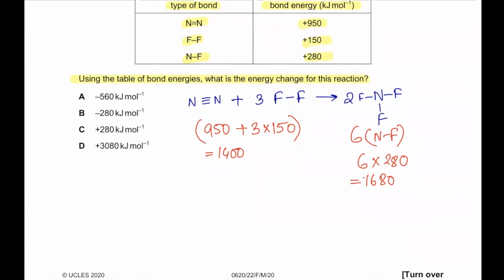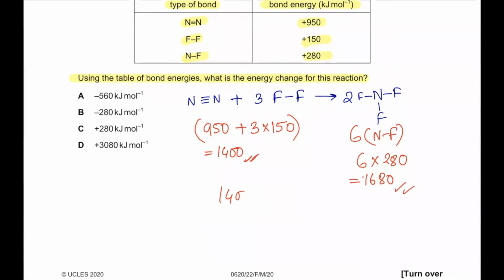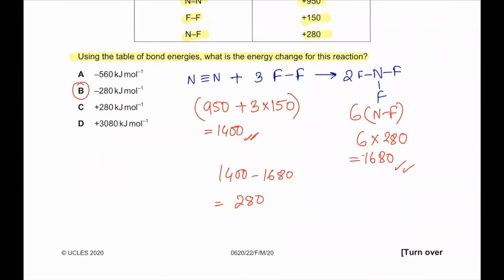So guys, we can see that the bond breaking energy is 1400, and the bond forming energy is 1680. So if we do the subtraction, 1400 minus 1680, we are going to get minus 280. So negative 280 kilojoules per mole will be the energy change. So energy will be released in this particular reaction. For question number 12, B is the correct answer.